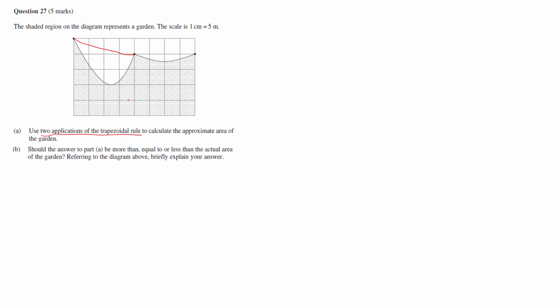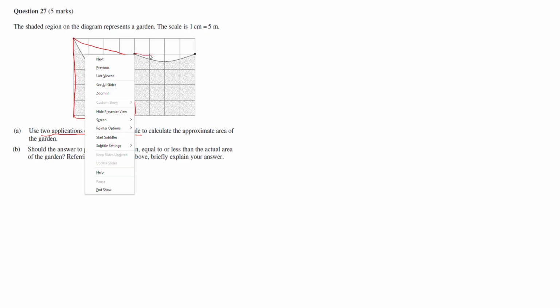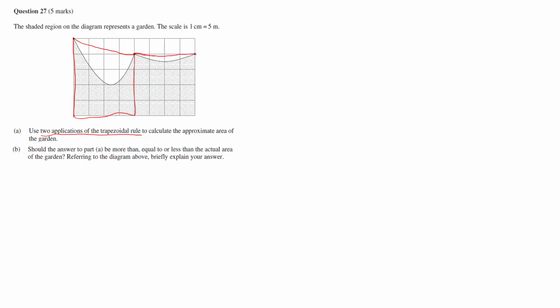So what it's asking is to use two applications. Sorry, my pen is not that great. So assume this is a straight line. Consider this one trapezium, and consider this as another trapezium. And then it's saying to approximate the area. You're also given the scale: 1 centimeter is equal to 5 meters.